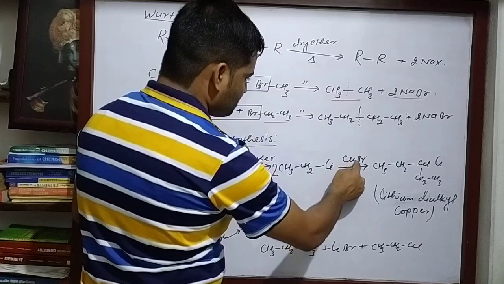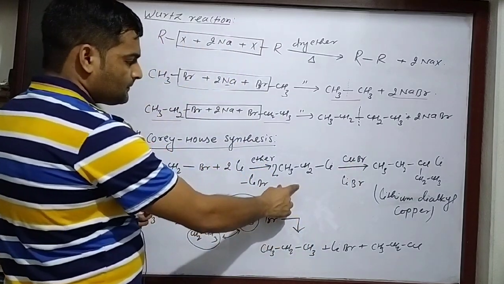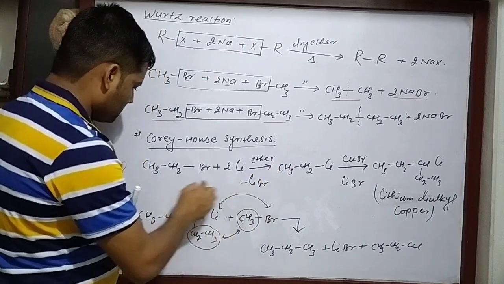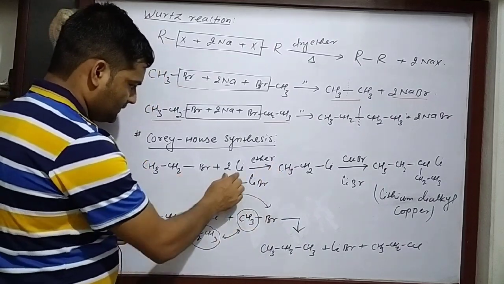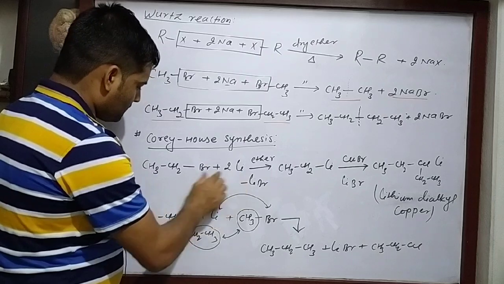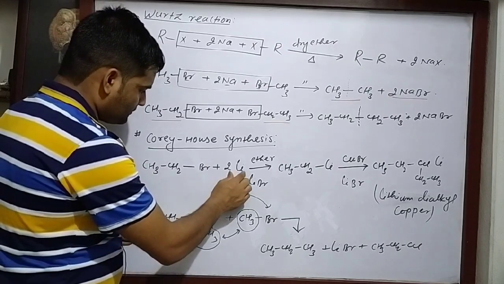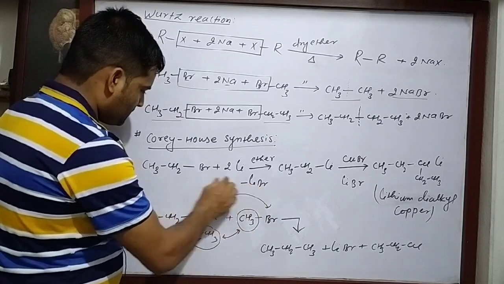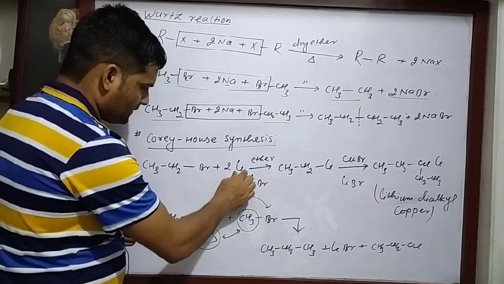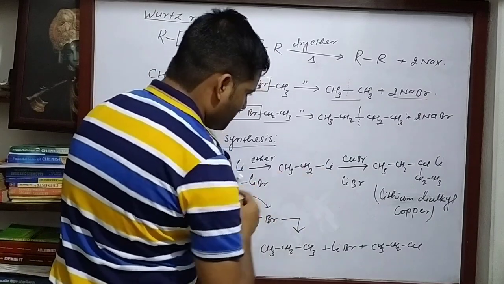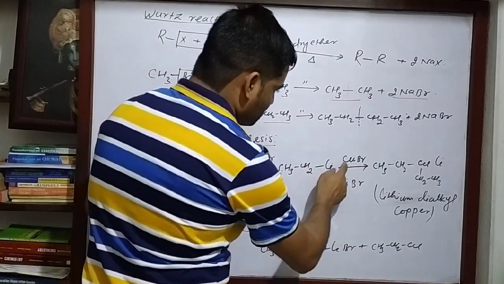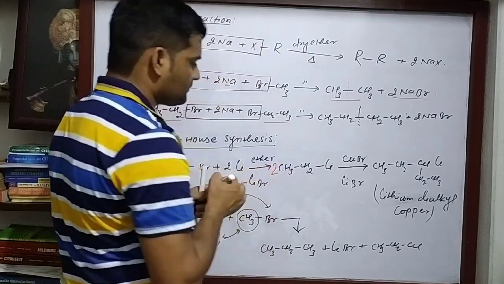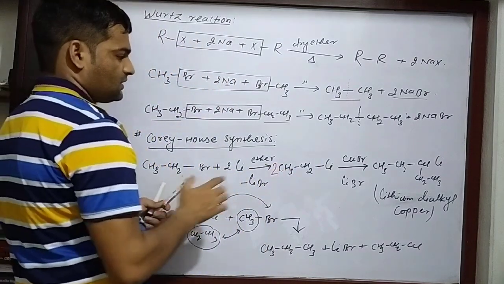copper CuBr, what happens here? Two molecules, here alkyl halide reacts with two lithium, one lithium combines with halogen to give lithium bromide, and one alkyl group reacts with one lithium to give alkyl lithium. And to react with CuBr, two molecules of alkyl lithium are required. And here what happens?